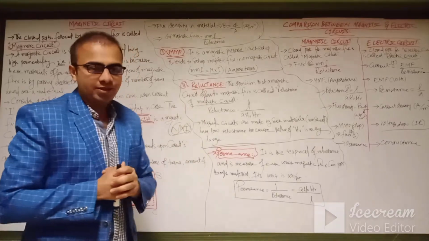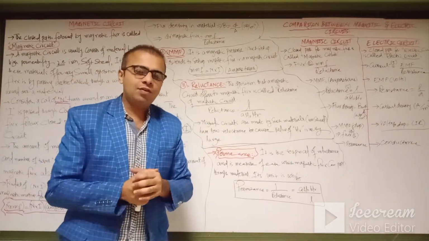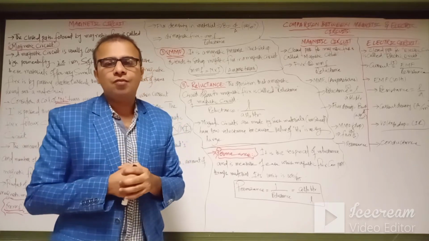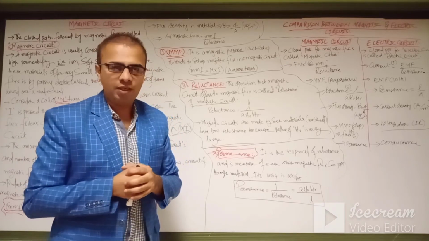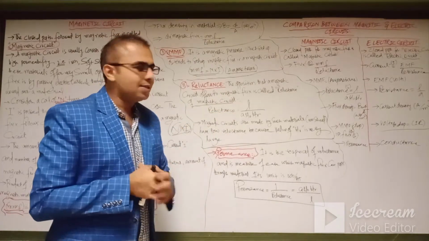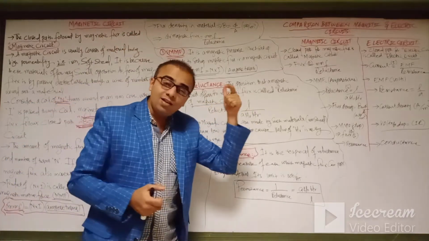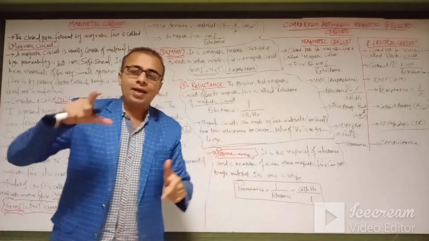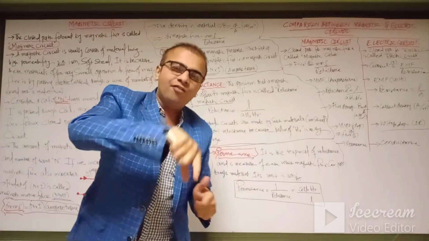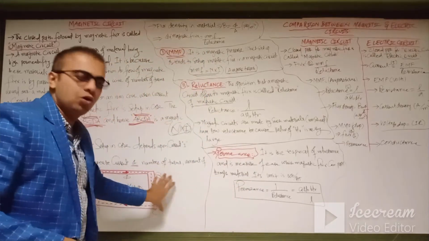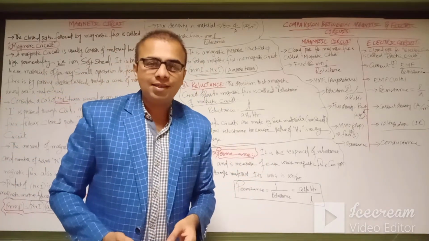Second is the reluctance. In electrical circuits, we have resistance, which is the opposition offered by the electrical circuit to the flow of current, and here we have reluctance. It is the opposition that a magnetic circuit offers to the magnetic flux. Here is the opposition to the flow of the magnetic flux which is set up in the magnetic core. That is called the reluctance.